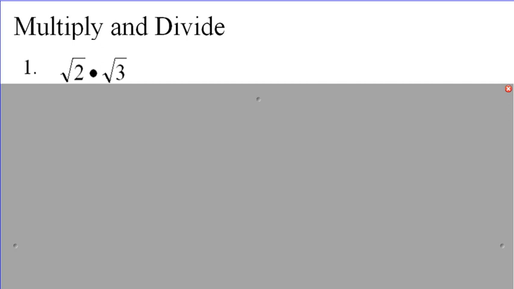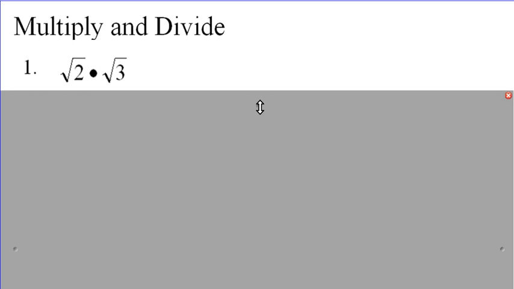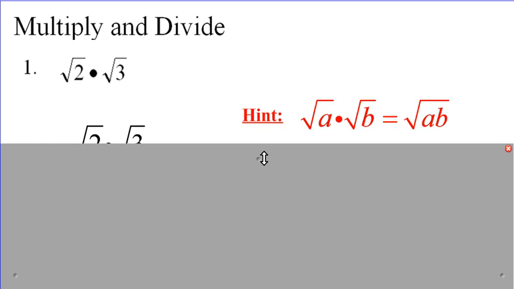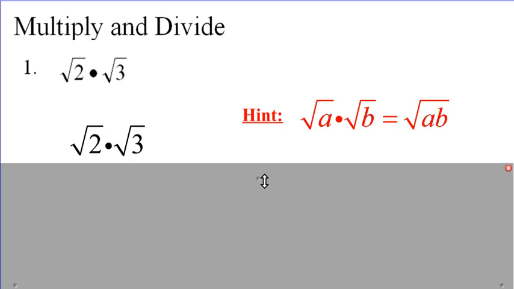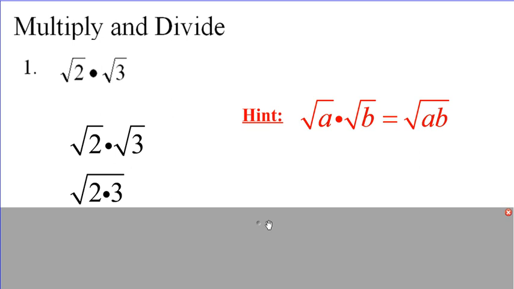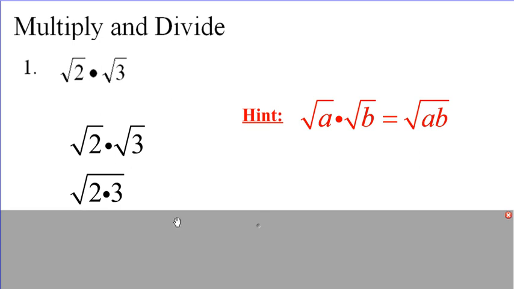For number 1, we want to take the square root of 2 times the square root of 3. We've used this before with our simplification. We had a value that we wanted to break into the product of two factors. Well, we have the factors. Let's see if we can put it back to the value. So if I have the square root of 2 times the square root of 3, I could write those both underneath one radical and then find their product.